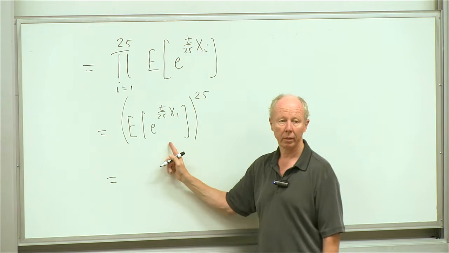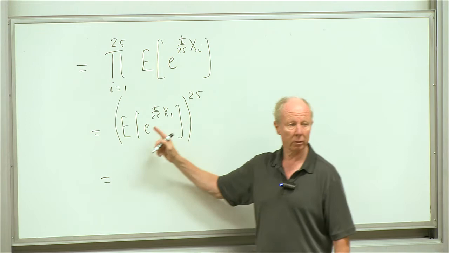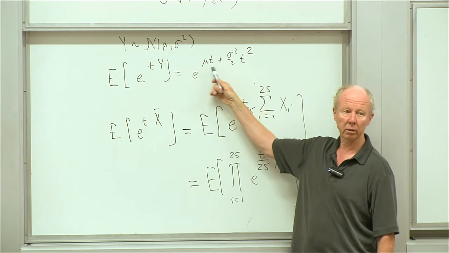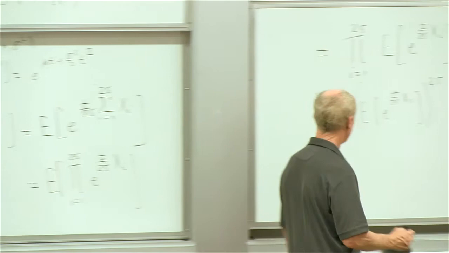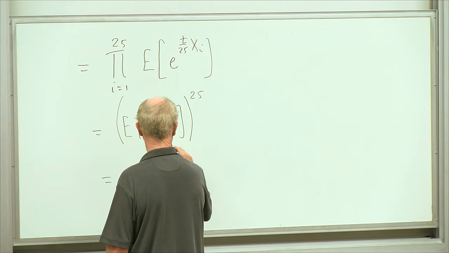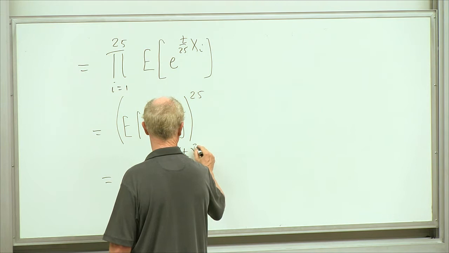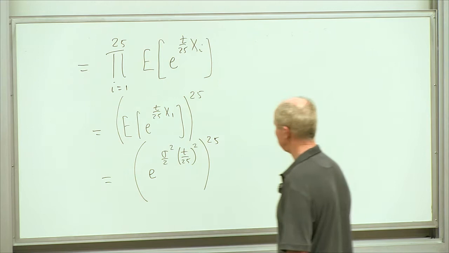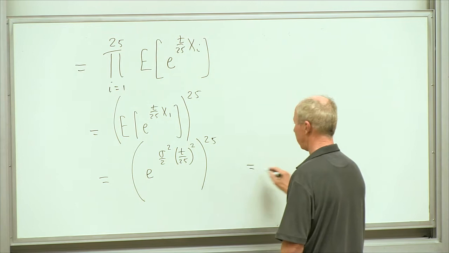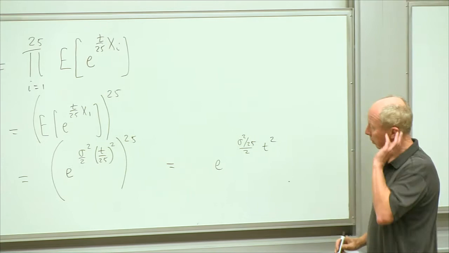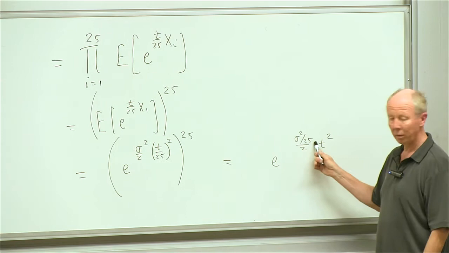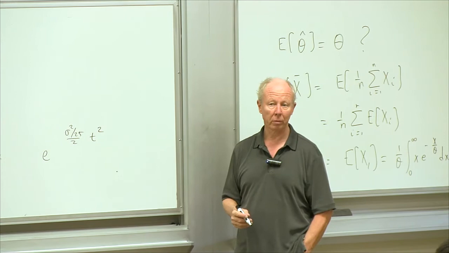But this is normal with mean zero and variance sigma squared, and over here, that means we put in 0 here and sigma squared there. And t is t over 25, right? Okay, and when you have this, you just multiply the exponent by 25. So in the end, this comes out to be e to the sigma squared over 25 divided by 2 times t squared. There are two powers of 25 here. Multiply by 25, you're left with one power of 25. And so now we should be able to identify the distribution of x bar.